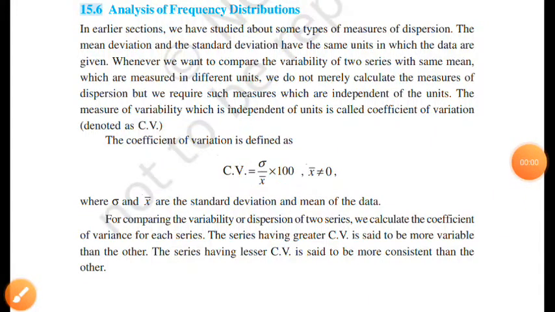Good morning students. The next topic, and the last topic in the statistics chapter of class 11th mathematics, is analysis of frequency distributions: comparison of two frequency distributions. Here, the coefficient of variation is defined as the standard deviation divided by the mean, times 100.